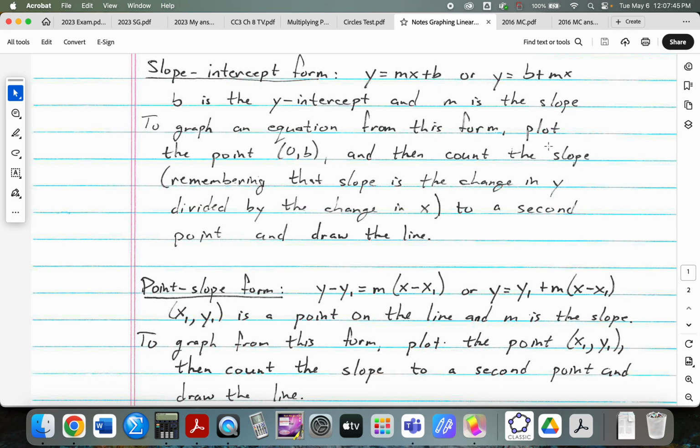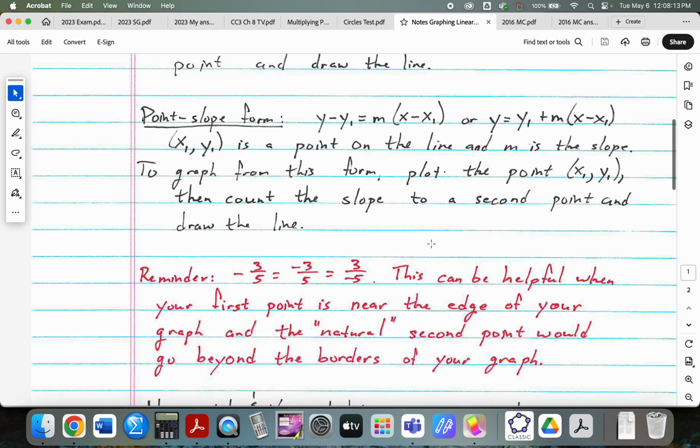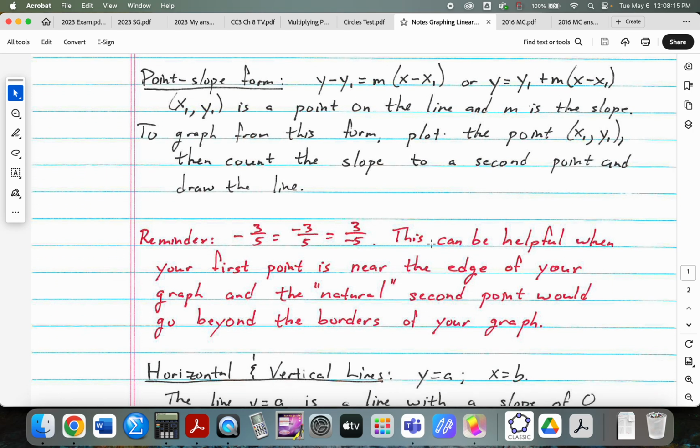So when you graph an equation like this, you plot the y-intercept, 0, b, and count the slope. Remember, the slope is the change in y divided by the change in x to find a second point, and then you can draw the line. Now, if you're not using a ruler, what I do is I do several dots till it goes to the edge of whatever my grid is.